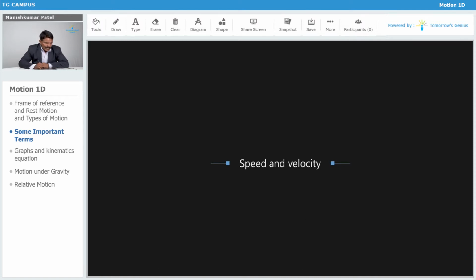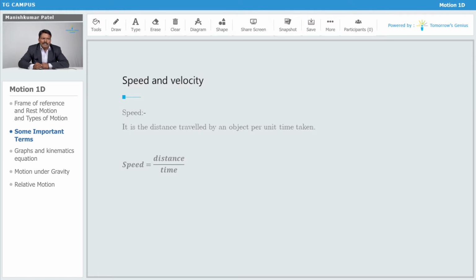So again, what do we mean by speed? Simply, speed is nothing but distance upon time, that we know as a basic thing. But it has only the magnitude. It might be 100 km per hour, 200 km per hour. Obviously the distance is also a scalar quantity, and time is also scalar, so speed is also a scalar quantity, which has only the magnitude.